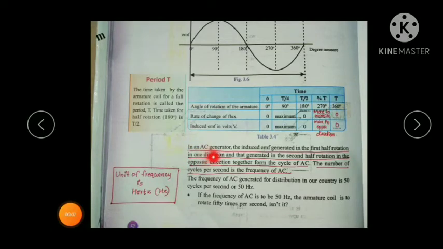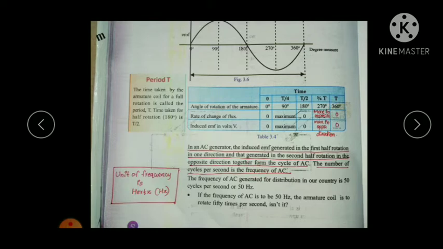In an AC generator, you can see that the induced EMF during the first half rotation is in one direction, and the induced EMF in the second half rotation is in the opposite direction. Together, this constitutes one full cycle of AC.